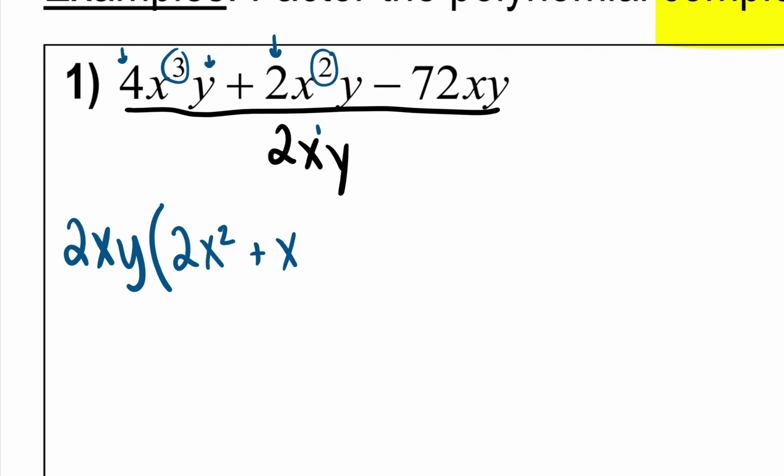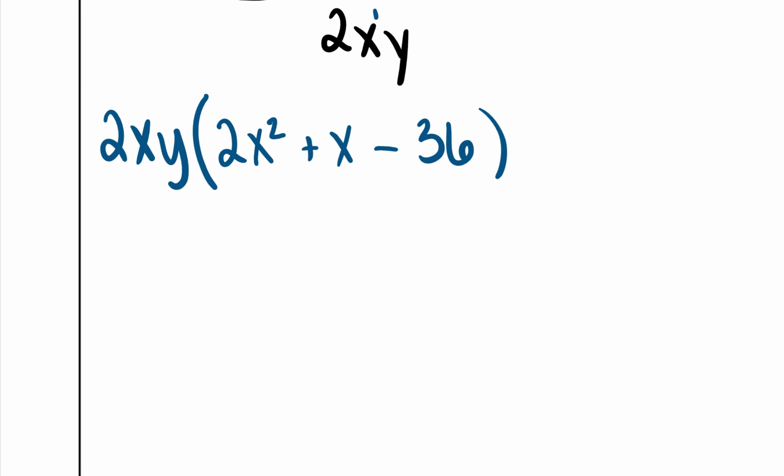Alright, so the last one, minus 72 divided by 2 is 36. Is that right? Okay. So I have 36. Yeah, that's right. Okay. And then I have 1x. I took away 1x. I have no x's. I have 1y. I took away 1y. I have no y's. That's it. Alright. Now, once you do that, now we can factor or attempt to factor this right here in parentheses.